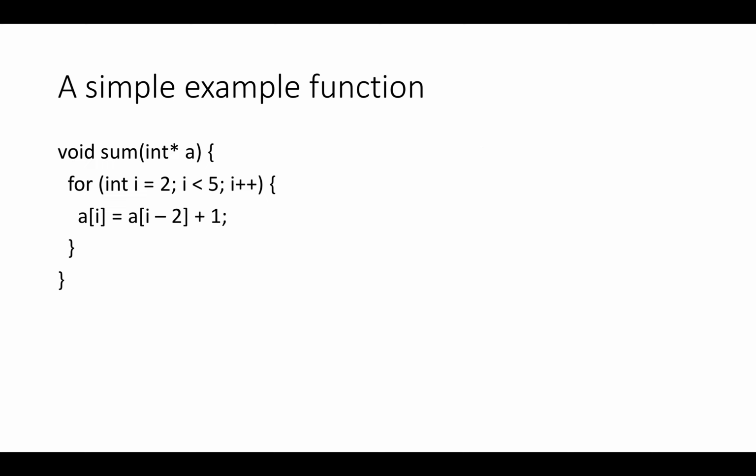So in this video, we're going to talk about finding initiation interval constraints through a brute force algorithm. If you remember from the last few videos, we've been analyzing the access pattern of this simple example function, where we go from i equals 2 to 5, setting a[i] equal to a[i minus 2] plus 1.